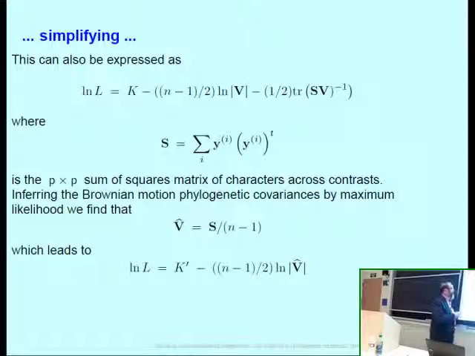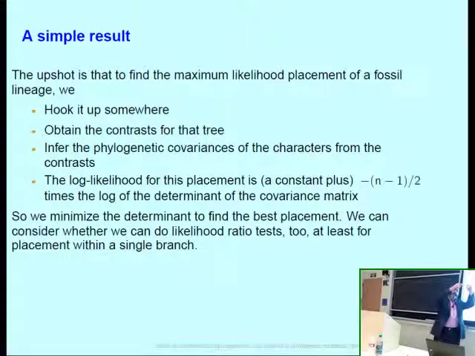In other words, if you want to find the best placement, find the placement that minimizes the determinant of the estimated covariances among the characters, which is kind of a cute result, but not a particularly difficult result to get mathematically. So this is just saying that you hook up the fossil somewhere, obtain the contrasts for the tree, and then you minimize the determinant of the resulting estimated covariances.